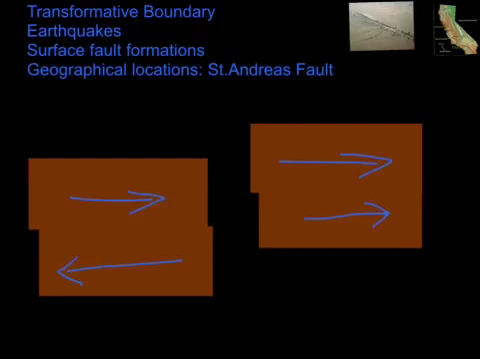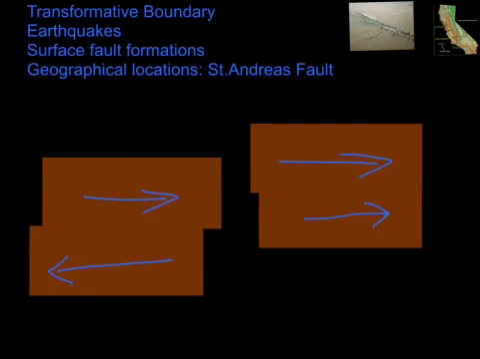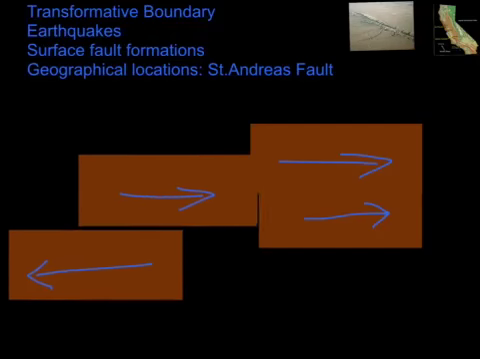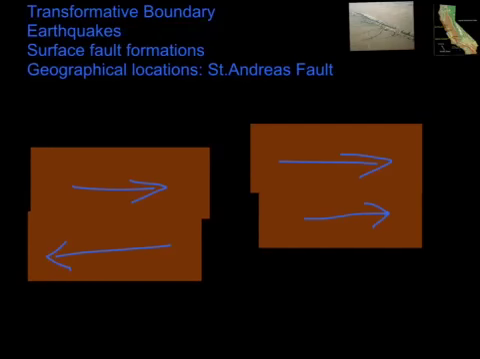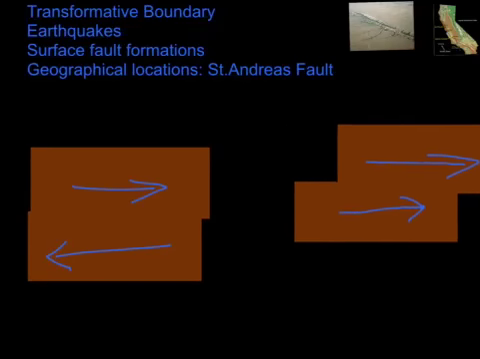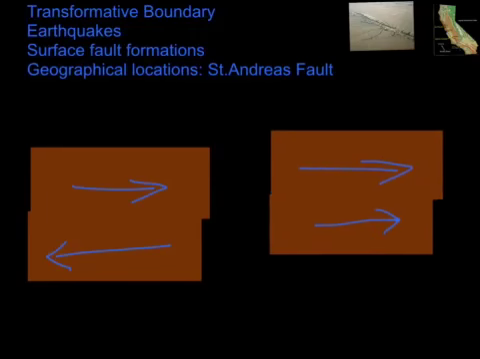The next boundary we're going to talk about is the transform boundary, which creates earthquakes and surface fault formations. The tectonic plates in this case slide against each other, either in opposite directions like this, or in the same direction, but one is moving faster than the other.